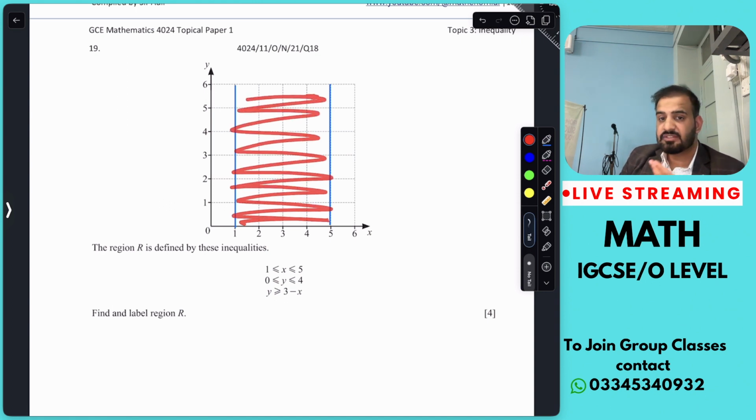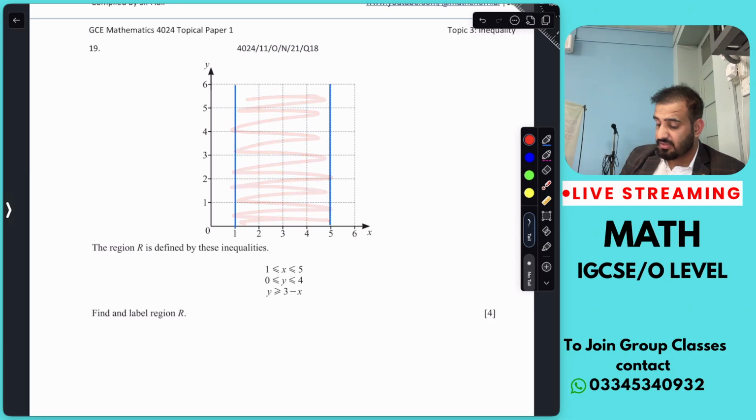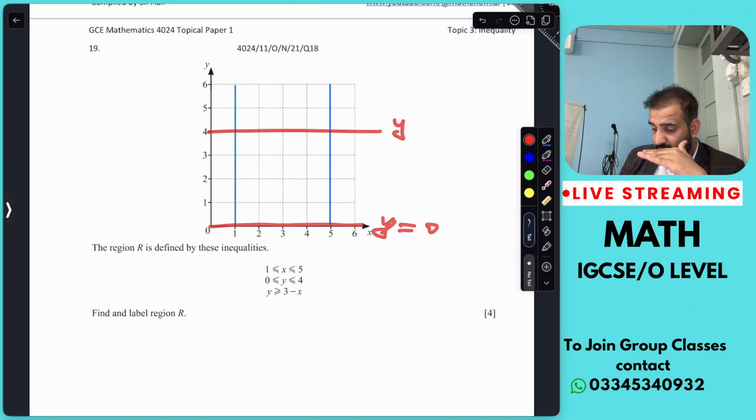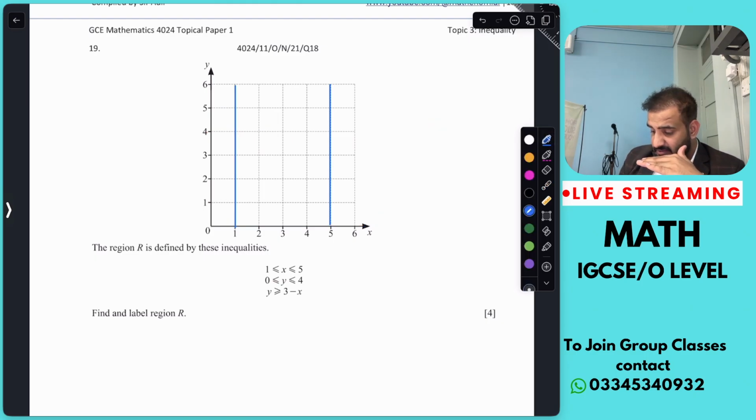But please remember there are other inequalities as well. So 0 less than or equal to y less than or equal to 4 means two horizontal lines between 0 and 4. This is y is equal to 0, the horizontal line, and this is the other line, y is equal to 4. So between these two lines, you will shade everything. If you combine this shading with the previous, this will be your shading of the first two inequalities.